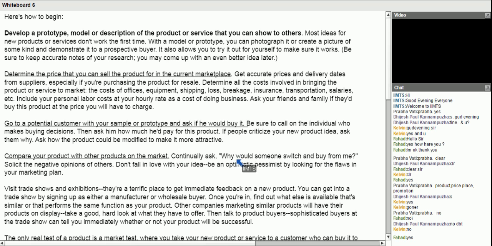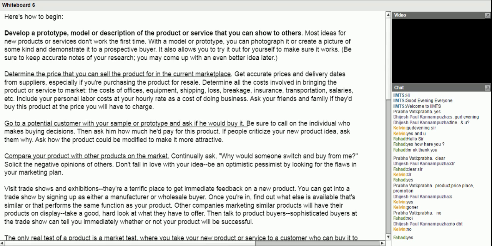Continuously ask, why would someone switch and buy from me? Solicit the negative opinion of others. Don't fall in love with your idea. Be an optimistic pessimistic by looking for the flaws in your marketing plan. Flaws means loopholes. Loopholes in your marketing plan.